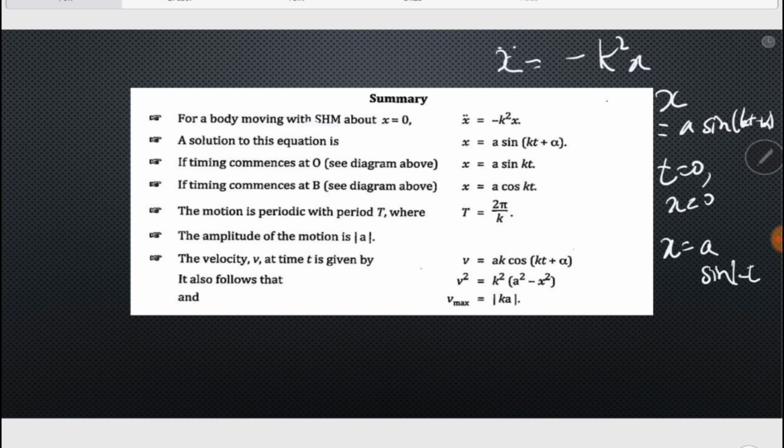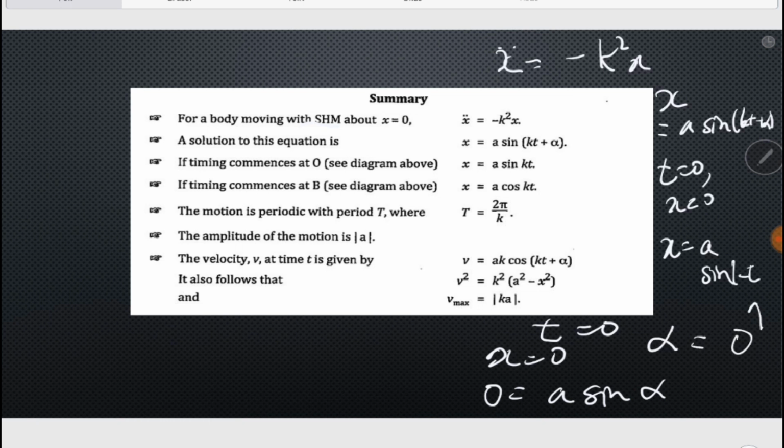So let's just say I have it here. When my t equals 0, I will have x equals 0 as well. You get 0 equals a sine alpha. So your alpha would be 0. Hence you will get x equals a sine kt. However, let's say I start from somewhere else. When t equals 0, I start with x equal to something else. I would need to derive that to find my alpha, because alpha is a constant that I did not obtain. So this will be my general equation.